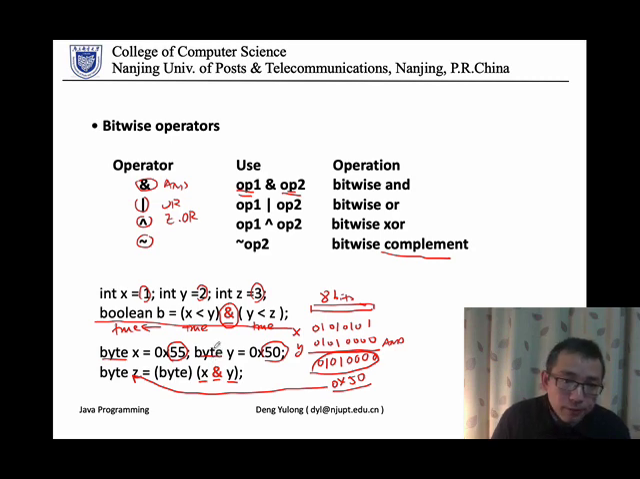So this is the bitwise operators. They're different. You must remember the difference between this bitwise operator and the conditional operator. The point is the operands are different. If you do the conditional operation, the two operands must be Boolean variables. But if you do the bitwise operators, the first and second operands must be numbers. So this is different. Okay.